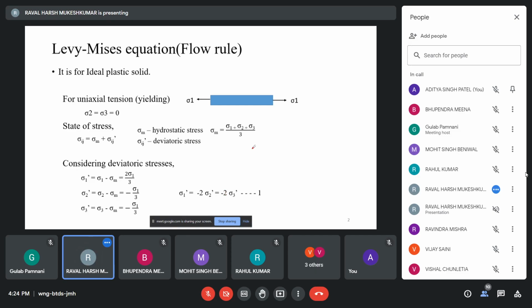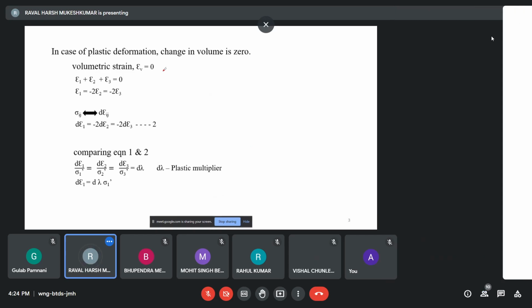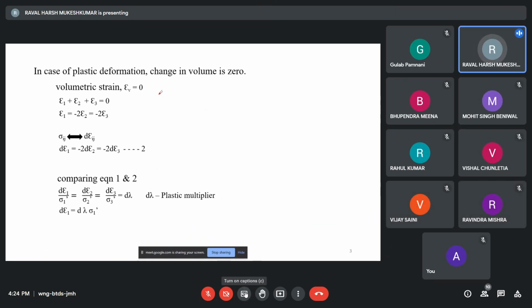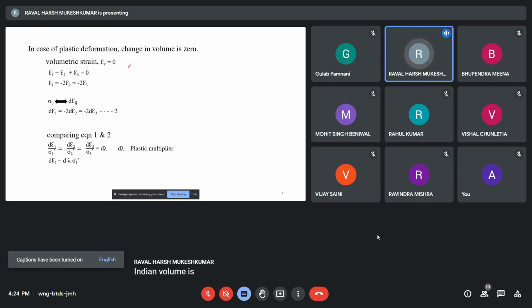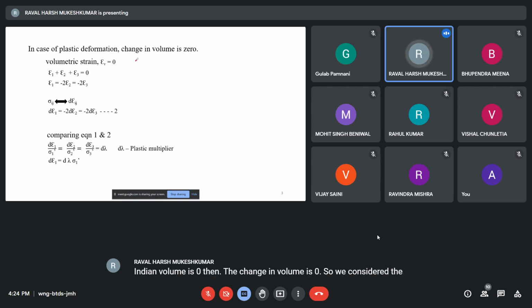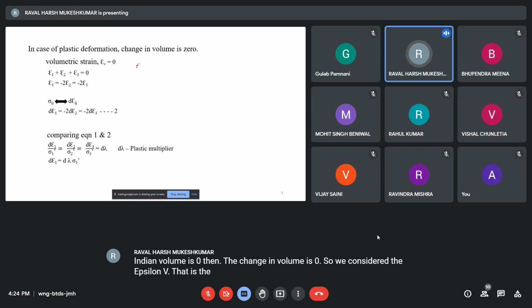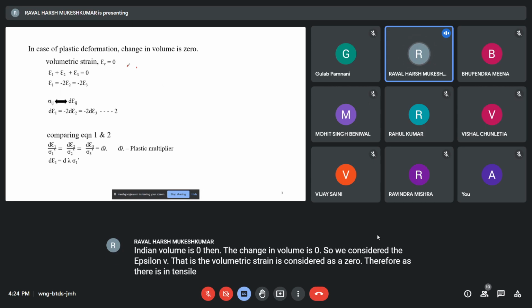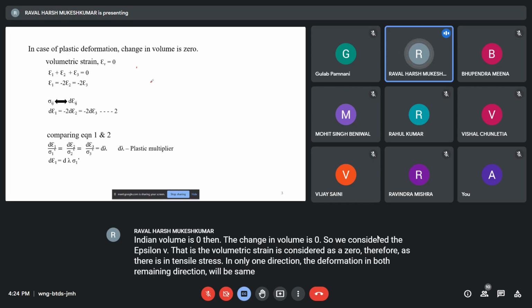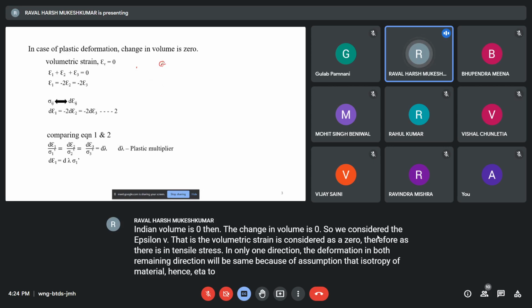Then further, as in the case of plastic deformation the change in volume is zero, we consider epsilon v, the volumetric strain, as zero. Therefore, as there is tensile stress in only one direction, the deformation in both remaining directions will be the same because of the assumption of isotropy of the material. Hence, epsilon 2 is equal to epsilon 3.